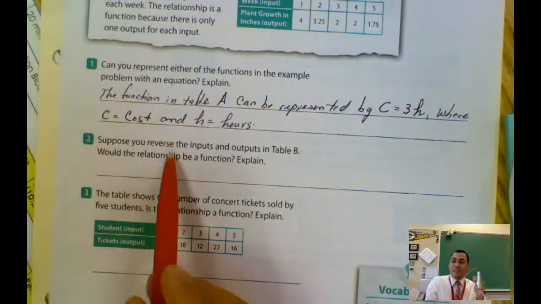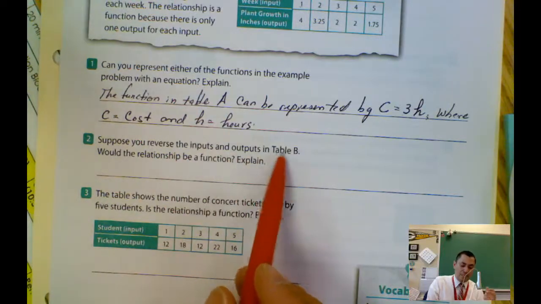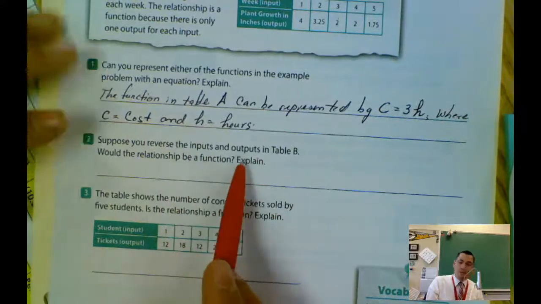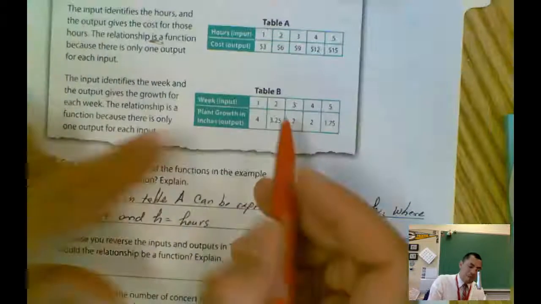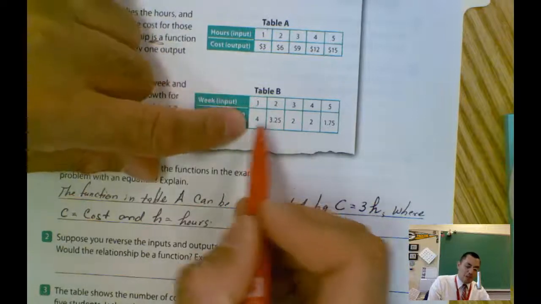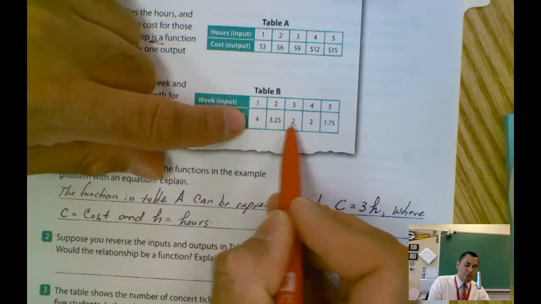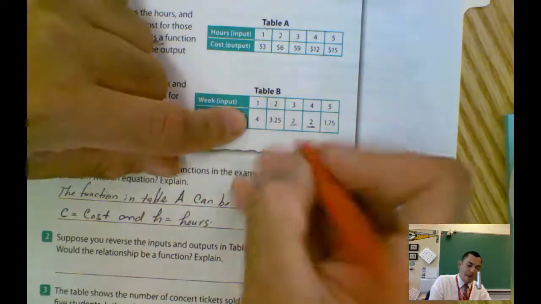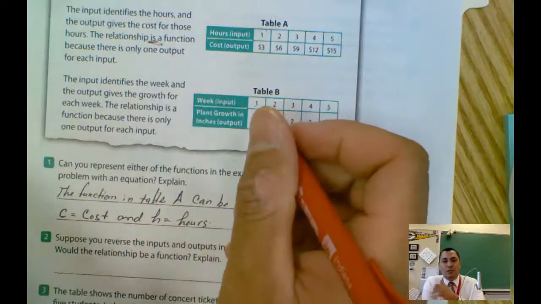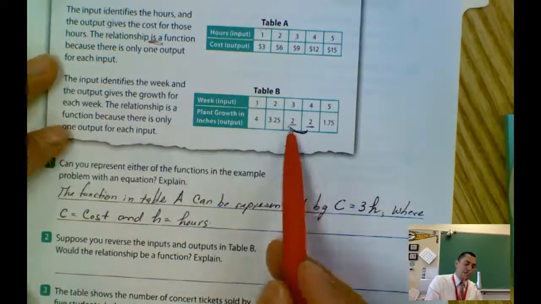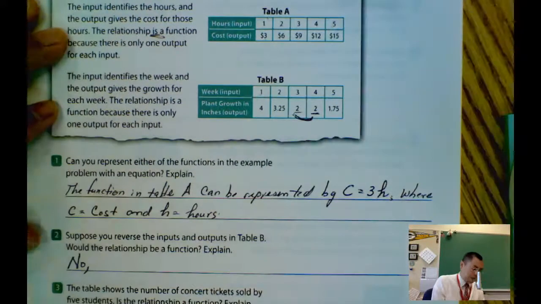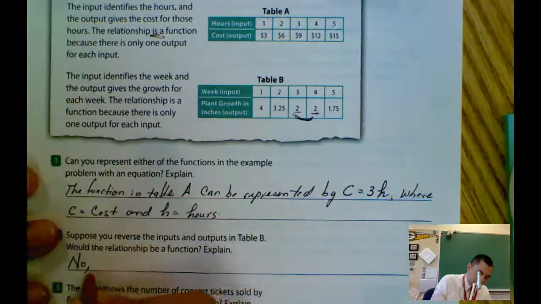Suppose you reverse the input and outputs in table B. Will the relationship be a function? Explain. So table B. Now, these are not my inputs. My inputs are now these numbers. So I have 4, 3.25, 2, 2, and 1.75. I have repetition. These two numbers repeat. So the reverse of that table is not a function. So in this case, the answer is no. It will not be a function.